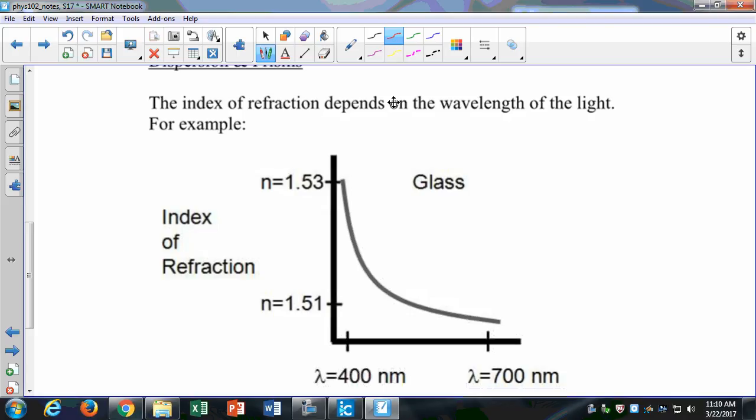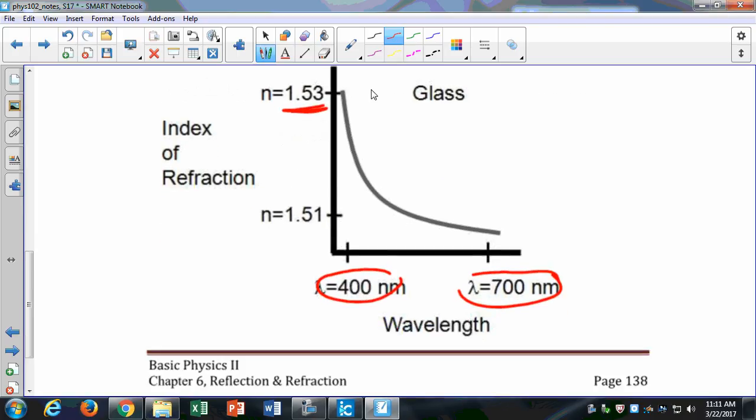The index of refraction depends on the wavelength of light. So this is for glass, for example. When I have short wavelength, I have a big index of refraction, but long wavelength, I have a small index of refraction. By the way, if these were red and blue colors, would this be red or blue? Blue. Yeah, it's going to be blue, right?